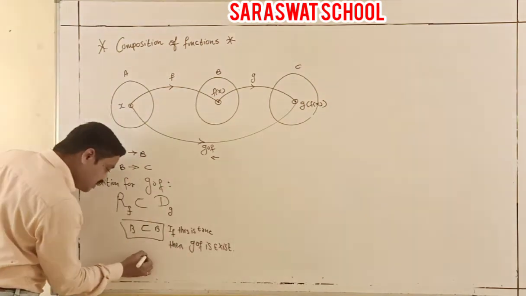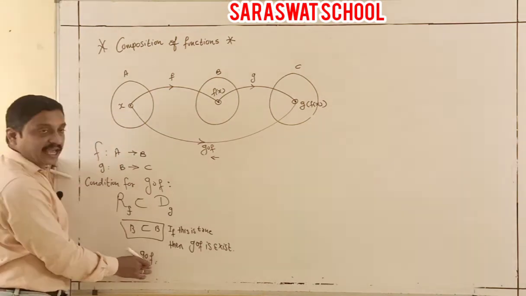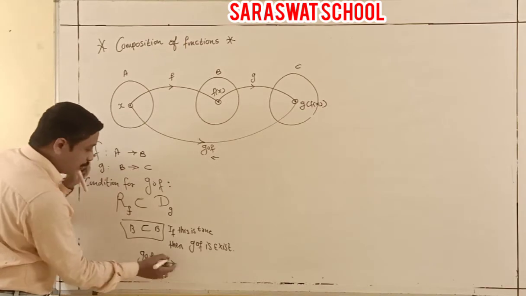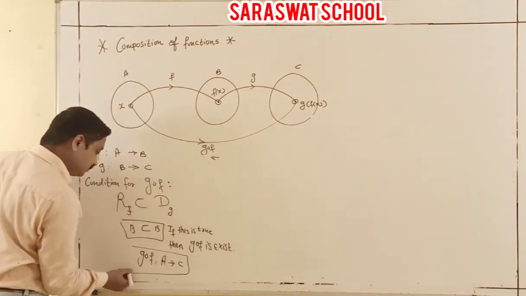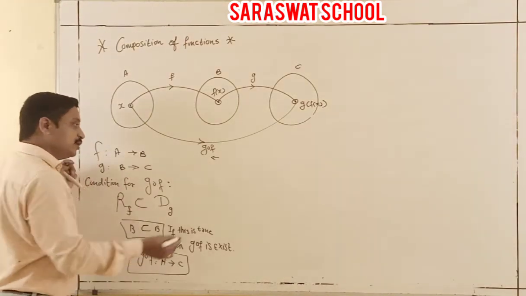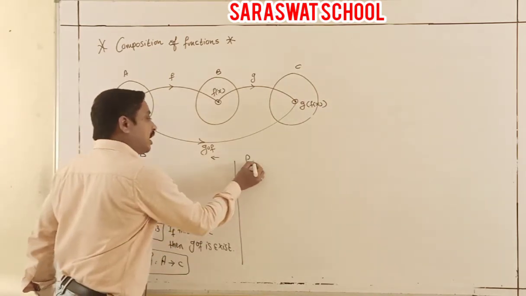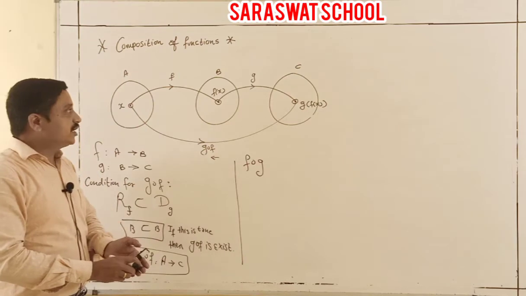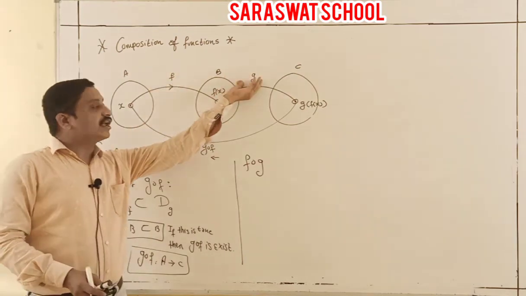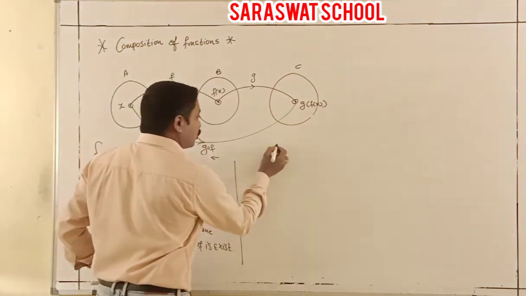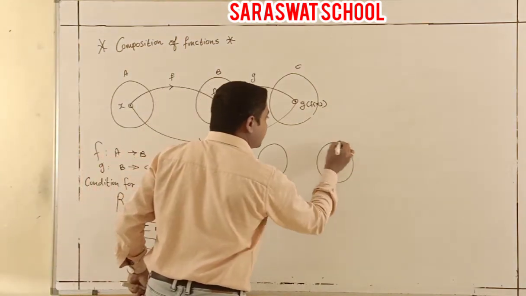And where does it exist? It exists where f is the starting point and g the ending point. That is the condition. Don't worry students, I will explain again with a different example. Also I am checking f o g. If you change the drawing, here g and here f. It is a different drawing, so I draw it again for your better understanding.